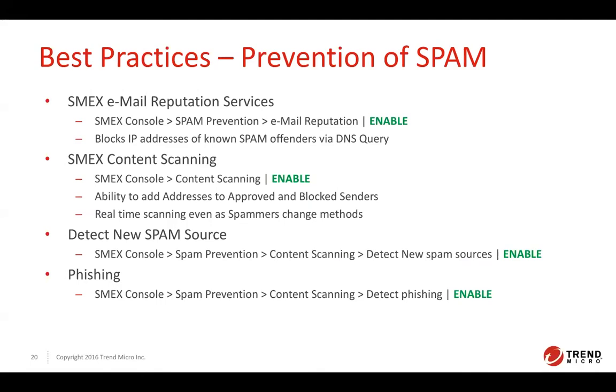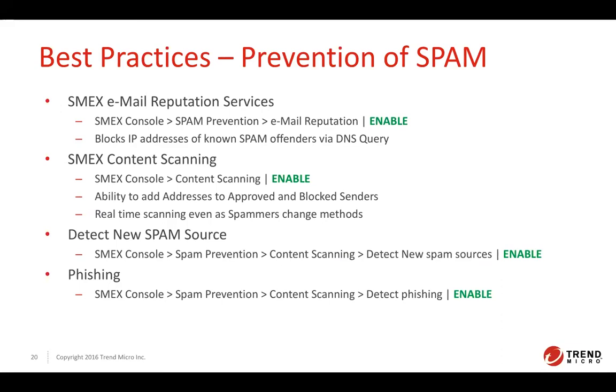Okay, then the next thing is the detection of a new spam source. We recommend enabling that as well. It's another feature in there. Just go to spam prevention, content scanning, detect new spam sources, enable, which is very cool. And you'll be a good neighbor that way, because anything new that you find gets updated in our online reputation services databases, and customers all over the globe will then benefit from what you found.